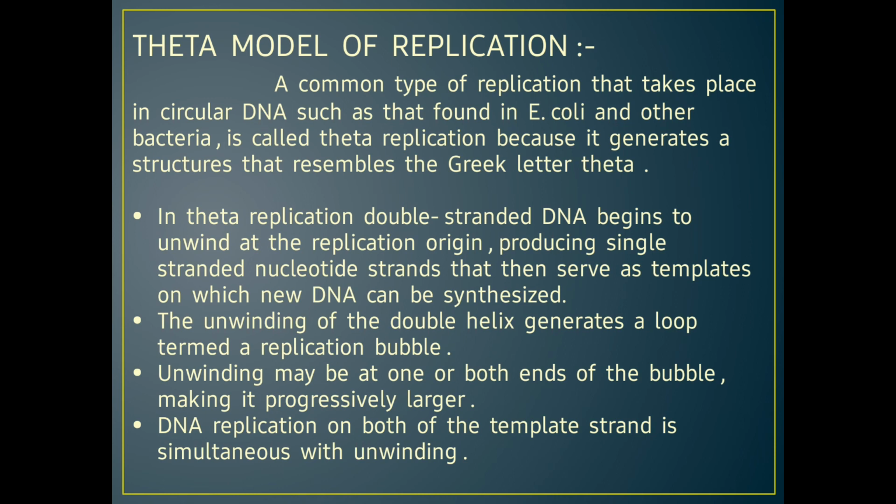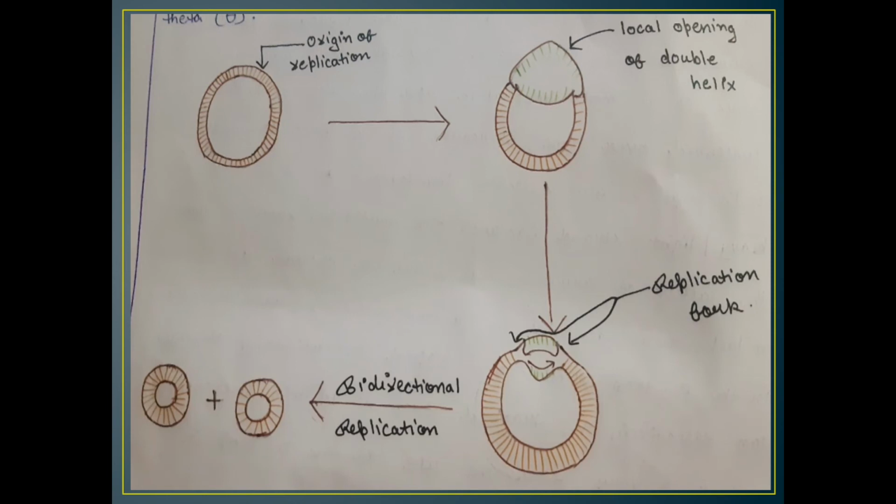According to that, DNA will be synthesized. It's a simple process, and at the time of unwinding, a replication bubble shape forms. That shape will be of theta type. We can see how it is. We can see the origin of replication there. At the origin of replication, it starts to unwind.